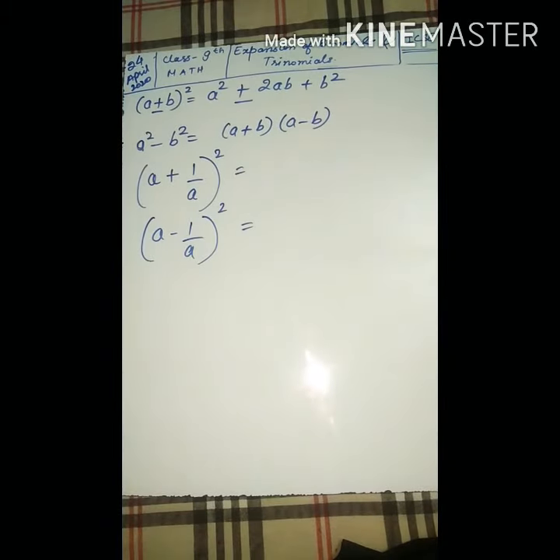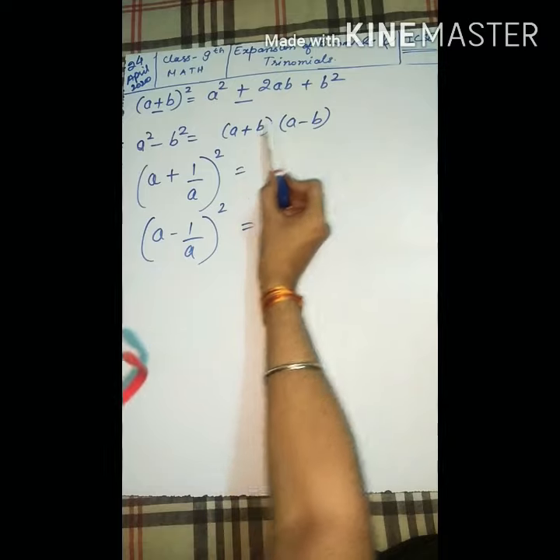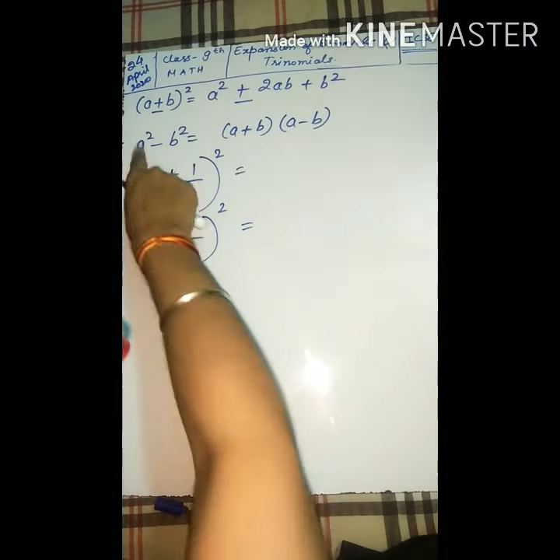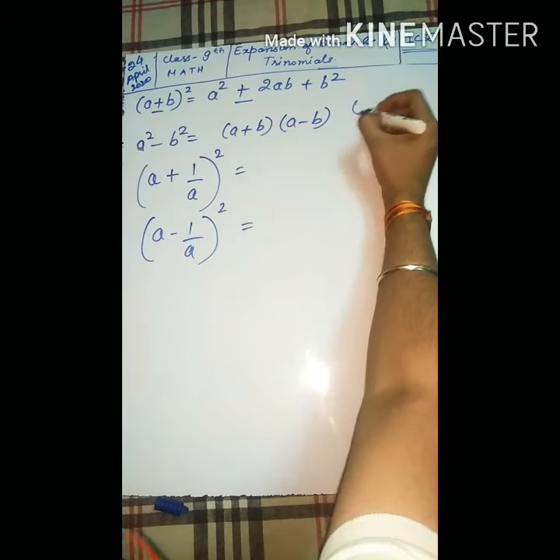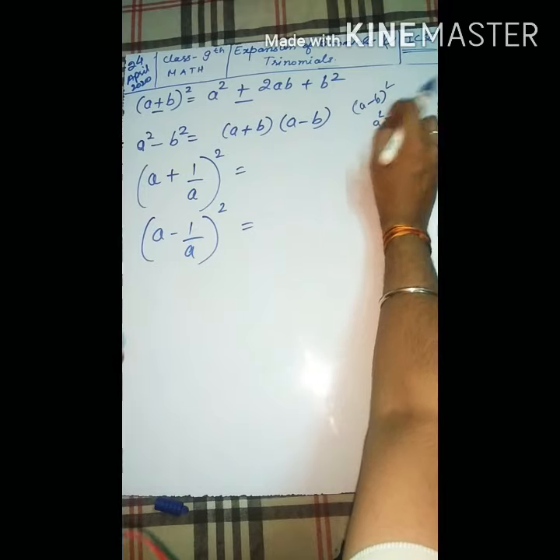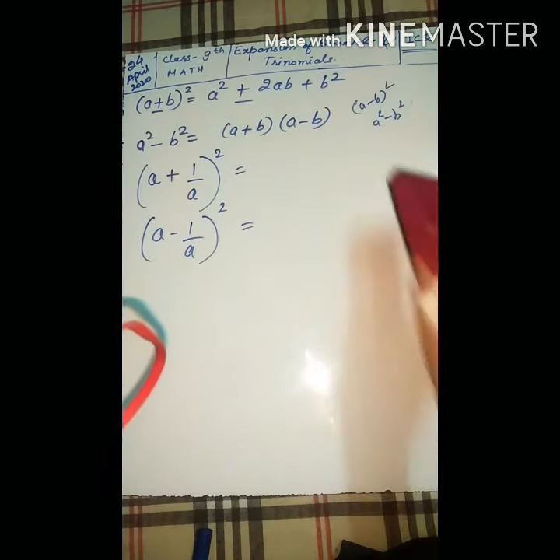Then comes the second identity. This is a square minus b square, which says a plus b into a minus b. This you have to remember. Students get confused in a minus b the whole square and a square minus b square identity. These two identities are totally different. Okay, please see to it.